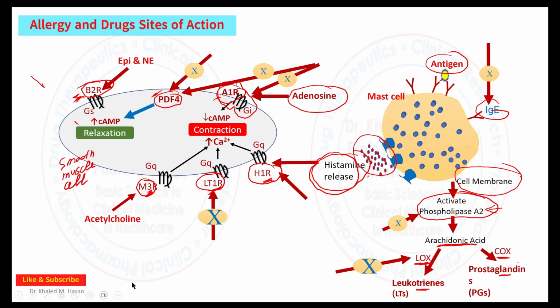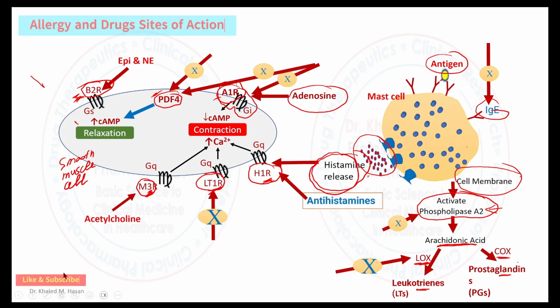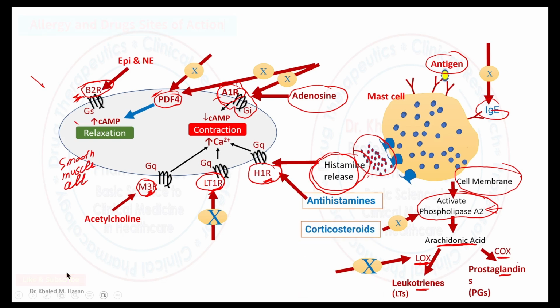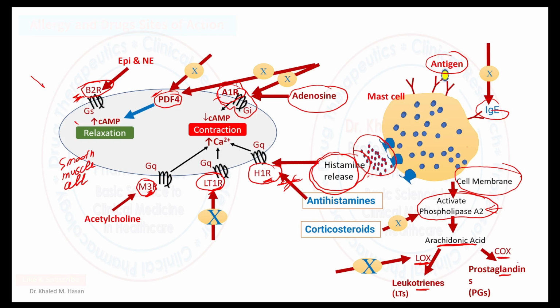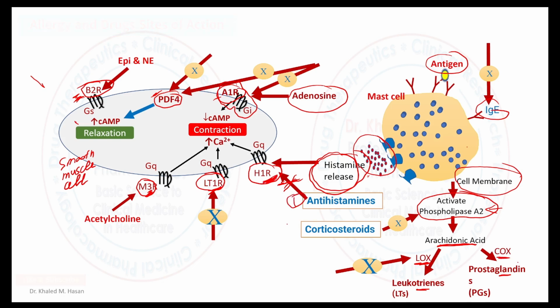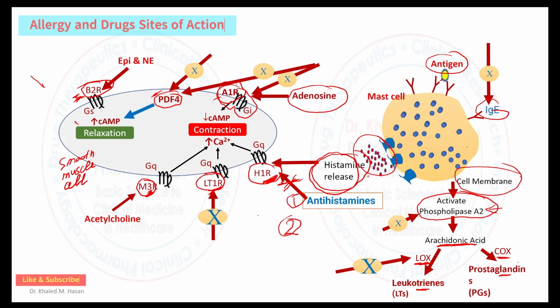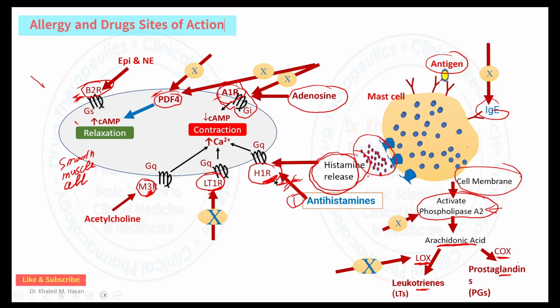The first group of medication used for allergic rhinitis or for allergy is antihistamine. How do antihistamines work? They bind to the histamine receptor 1 and block the histamine receptor. This is the first group, antihistamine, binding to the H1 receptor and blocking the receptor.